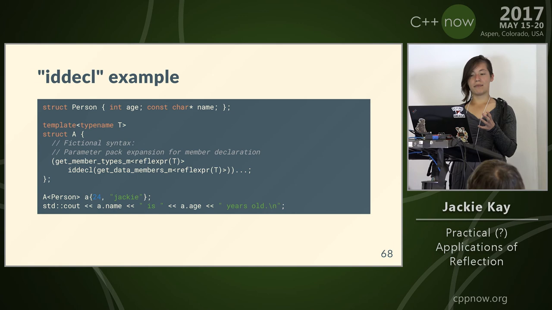And this is some more fictional syntax. And what if that pack expansion could also be in lockstep with getting the member types? So we could declare the member types, and then we could declare the names of those members in order. So the result of this in my fictional land is A of person is going to have all of the same members as person. And this is a total toy example because it essentially achieves hack inheritance.